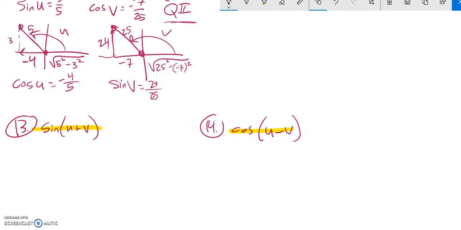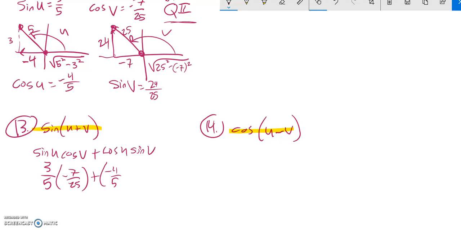Let's see, sine of u plus v is the same as sine of the first one, cosine of the second one, same operator, cosine of the first one, sine of the second one. So sine u is 3/5, cosine of v is negative 7/25, plus cosine of u, negative 4/5, sine of v, 24/25. A little bit of multiplication here.